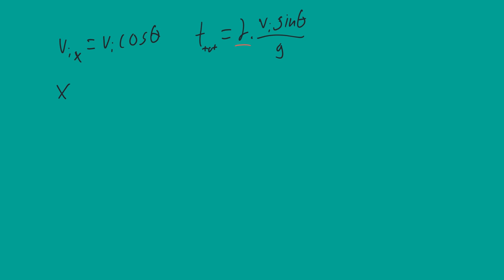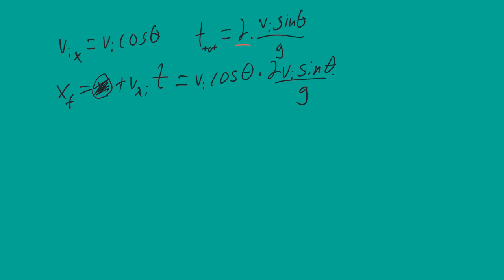So we know that the final position is going to be equal to the initial position in the x plus the x velocity times time. And remember, the acceleration in the horizontal direction is 0, so I don't even include it here. Now, this initial position is 0, so I don't even include it. If I start from 0, that makes things pretty simple. Now I just have to convert my initial velocity in the x direction as vi cosine of theta times 2 vi sine of theta over the acceleration of gravity.